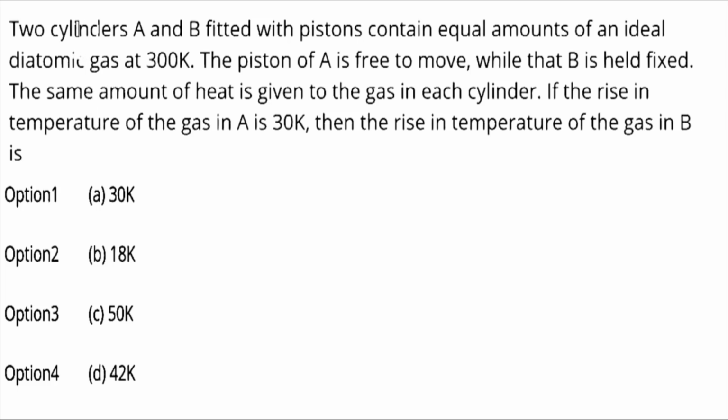Hello everyone, so our question is: two cylinders A and B fitted with pistons, with equal amounts of an ideal diatomic gas at 300 Kelvin. The piston of A is free to move while that of B is held fixed. The same amount of heat is given to the gas in each cylinder. If the rise in the temperature of the gas in A is 30 Kelvin, then the rise in the temperature of the gas in B is?